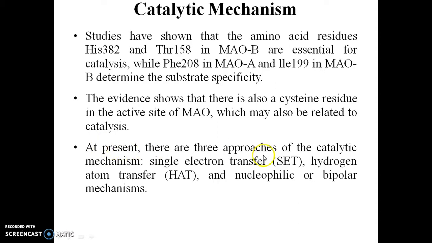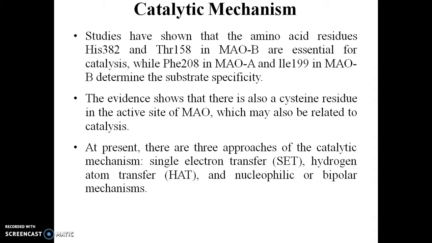At present, there are three proposed catalytic mechanisms: single electron transfer, hydrogen atom transfer, and the nucleophilic or bipolar mechanism. We are not going into detail on these three mechanisms, but you should know what different catalytic mechanisms there are. Catalytic mechanism means, in a metabolic pathway or biochemical reaction, when A reacts with B and produces C, A and B get fused together and there is a formation or transition of either A or B, and it becomes C.